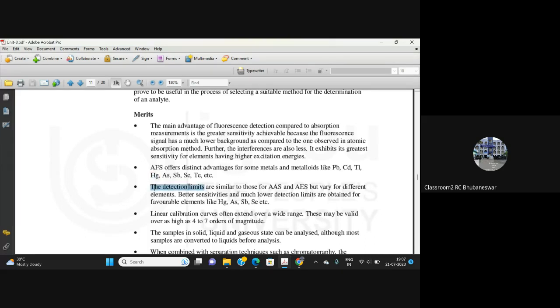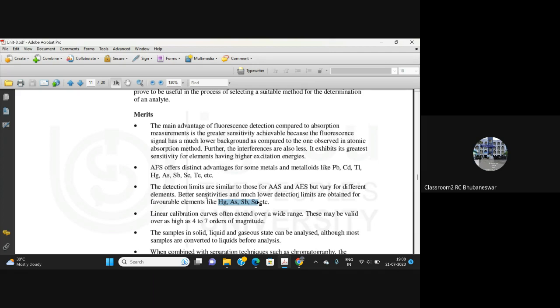And the detection limits are similar to those for AAS and AES. AFS detection limits are almost more or less the same as those for AAS and AES, but vary for different elements. Better sensitivities and much lower detection limits are obtained for favorable elements. So some elements you can detect at a lower detection limit. It means if an element is available in lower concentration also, you can detect it through this technique.